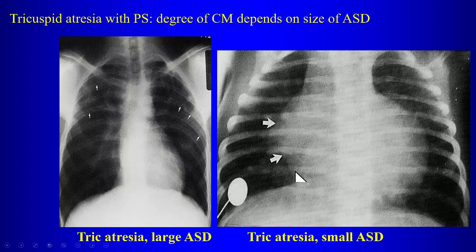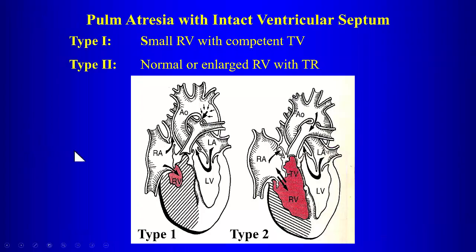That looks like what other lesion that we discussed? It looks like Epstein's, right? So tricuspid atresia has been called the great mimicker because of the different malformations that can occur with it, which can affect the appearance on the plain film.